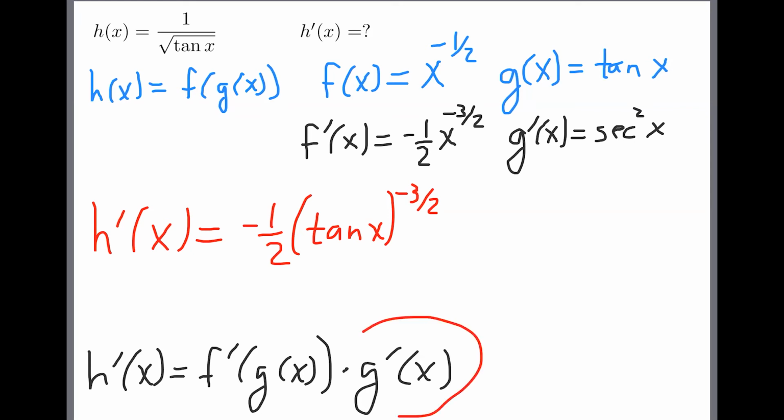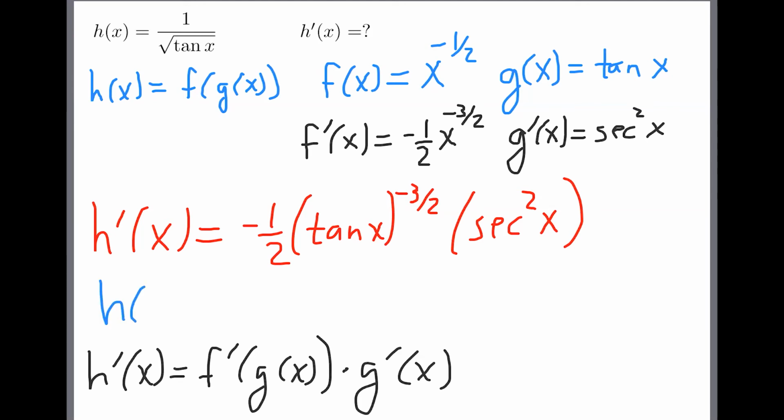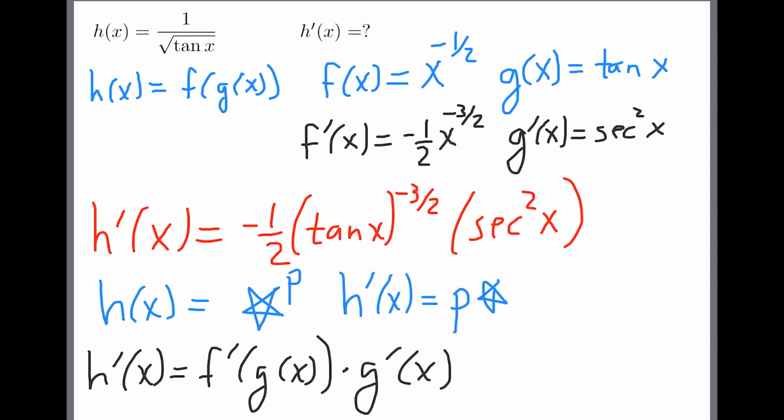And then what do I do afterwards? I have to multiply by g prime. And how do I multiply by g prime? Well, I just stick secant squared of x after that. So that's it. At some very intuitive level, one way to think about what we have here is that basically if you have a function that looks like h of x equals some expression to some power p, then h prime of x is going to be p times that expression to the 1 less power multiplied by the derivative of that expression.